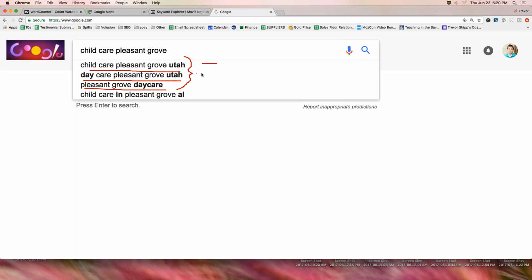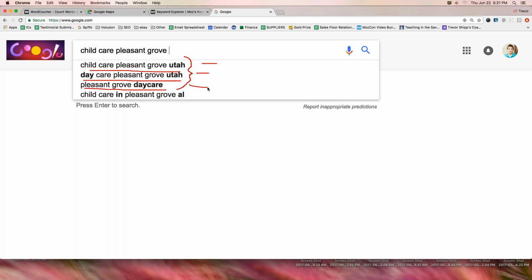Whoever's typing in these three keyword phrases, even though it's a different keyword phrase, is that my potential customer? It absolutely is. And so what we're trying to discover here is, how are real people out there, real moms and dads who need daycare and childcare in the Pleasant Grove area, how are those people looking for my service? And most local businesses have no idea.